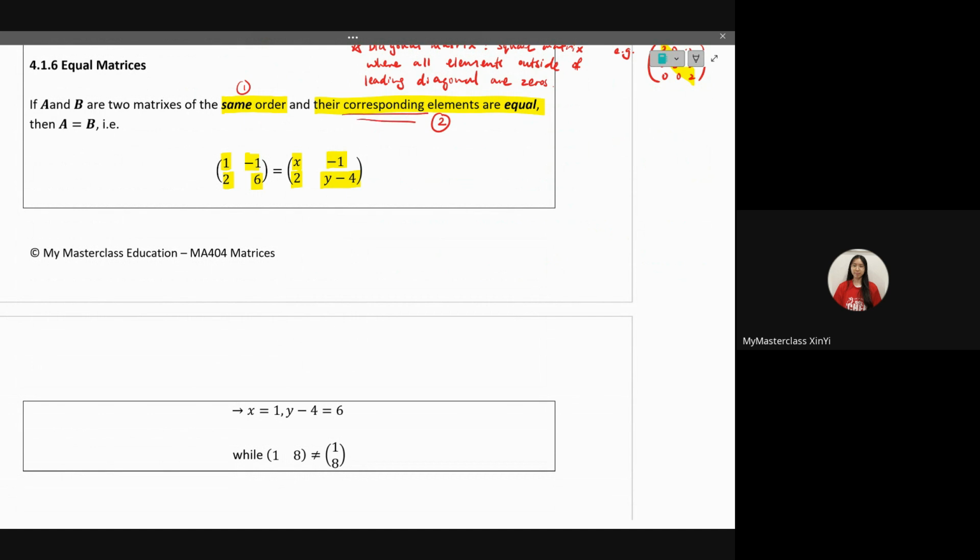Then of course they have to be in the same order so that you can compare one by one, right? In this case, we know the value of x should be equal to 1, and this equals this. So that means your y should be equal to 10.